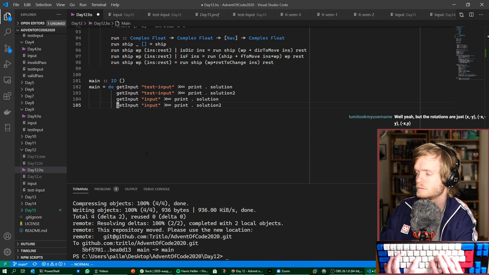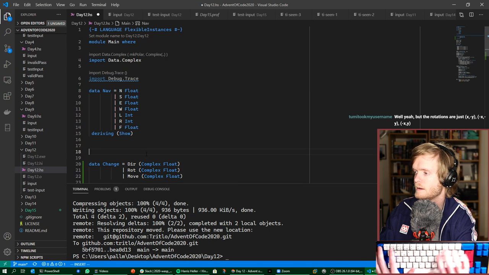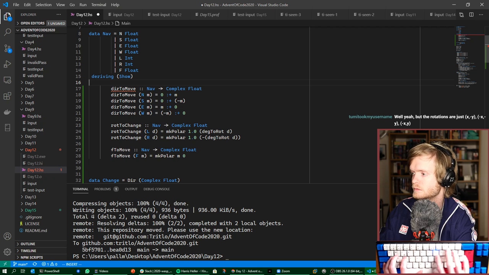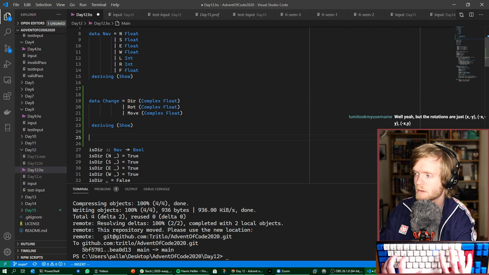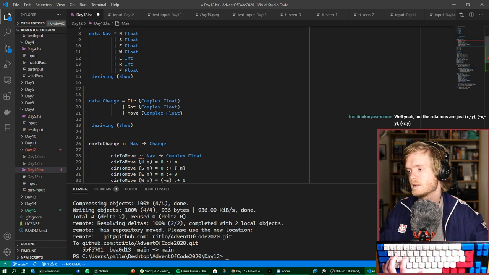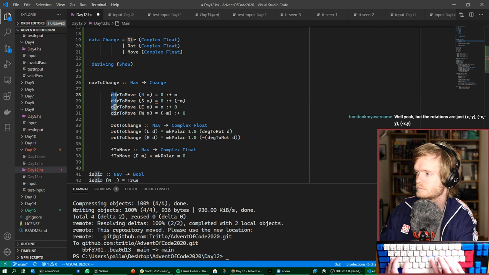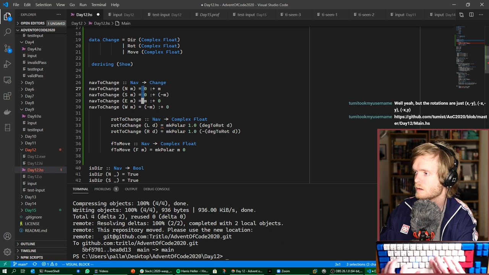I'm gonna write a function taking all of these here. If I was actually writing this, it would be a nav to change, which takes a nav and returns a change. And now nav to change is gonna be all of these, right? These are all gonna be dir.